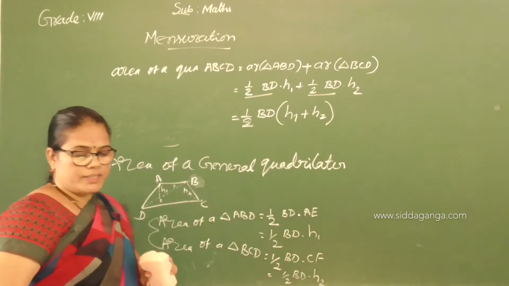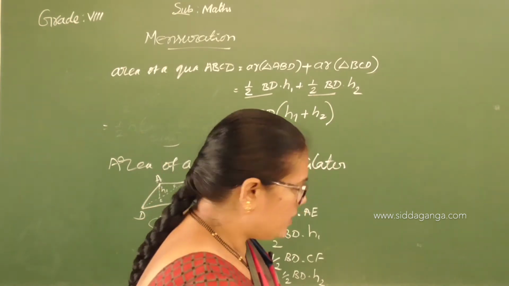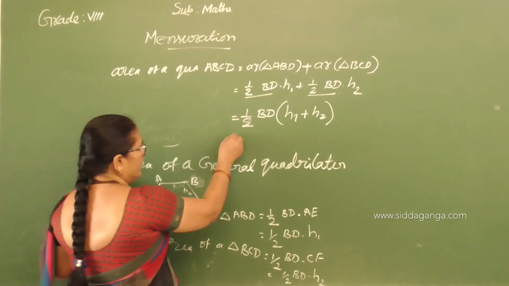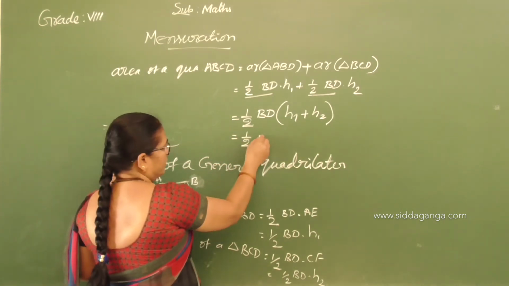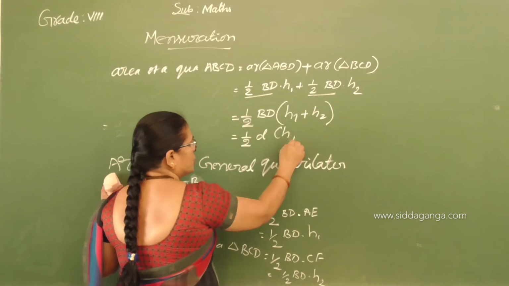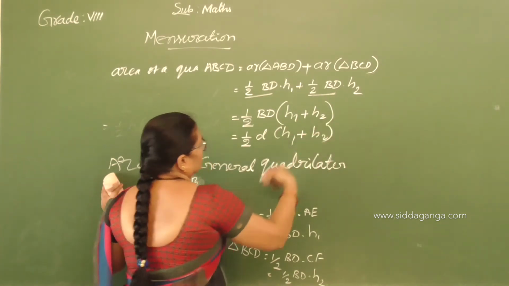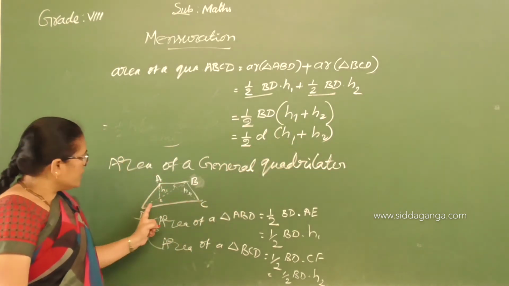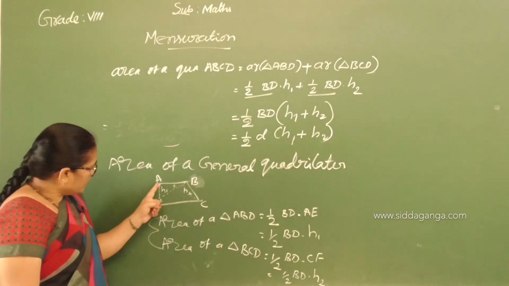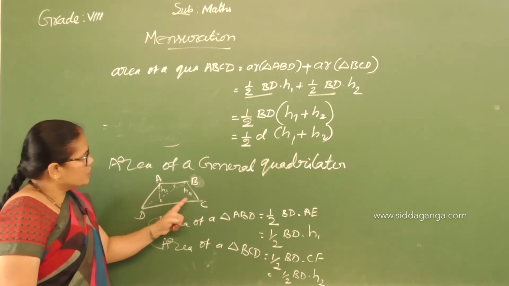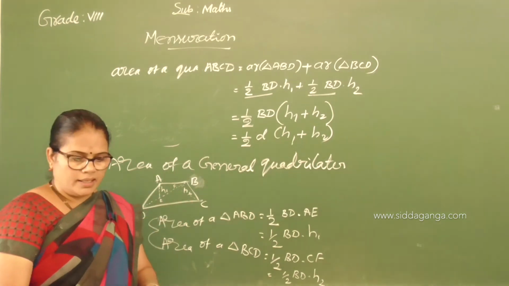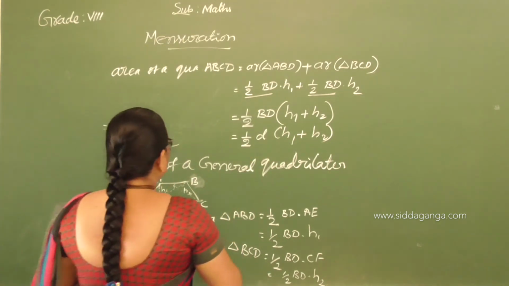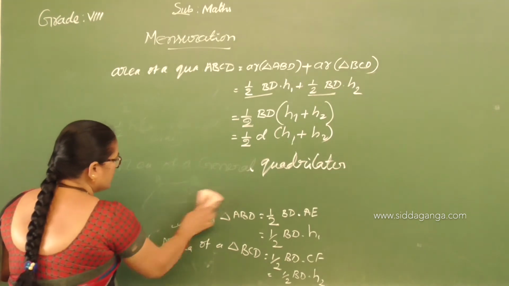What is the area of the general quadrilateral? Here BD is the diagonal. So I can take half into D into H1 plus H2. Here D is the diagonal, H1 is one of the heights, H2 is the other height. The area of the general quadrilateral is equal to half into D into H1 plus H2.